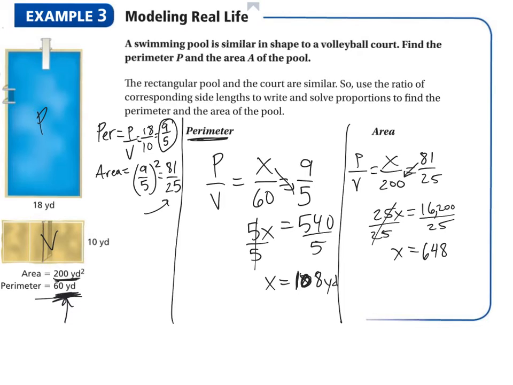So this is yards and this is square yards. We write square yards like that. Okay. Does that make sense? Yes and yes. So those will be my final answer, and we will be correct.